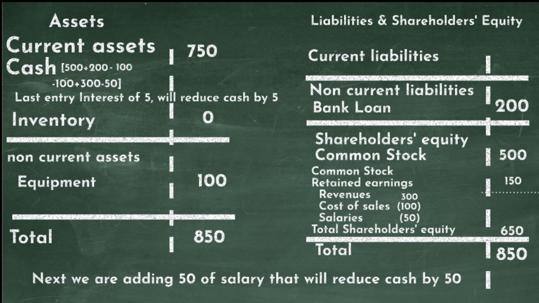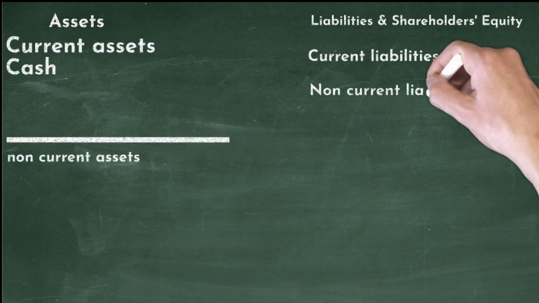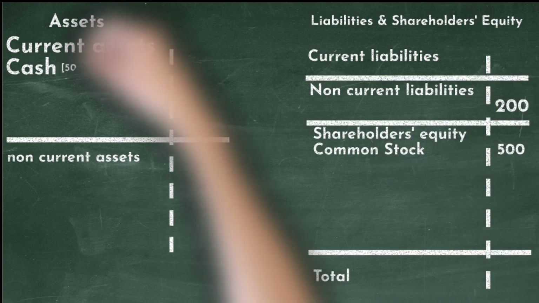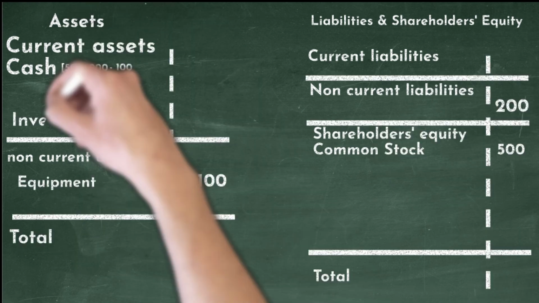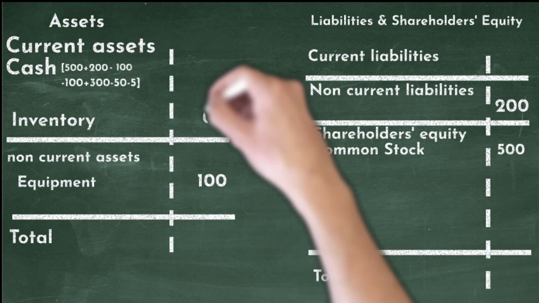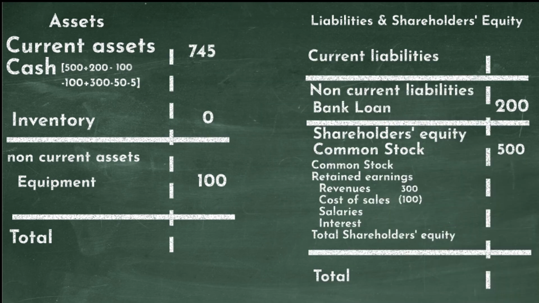So our last entry is going to be interest. The interest that we mentioned, it's going to cost us $5, and that has to come out of the cash. On the left side, now from our cash, we had the 750, and we have to take out the interest payment. That's what we have to pay, and it comes out to 745.